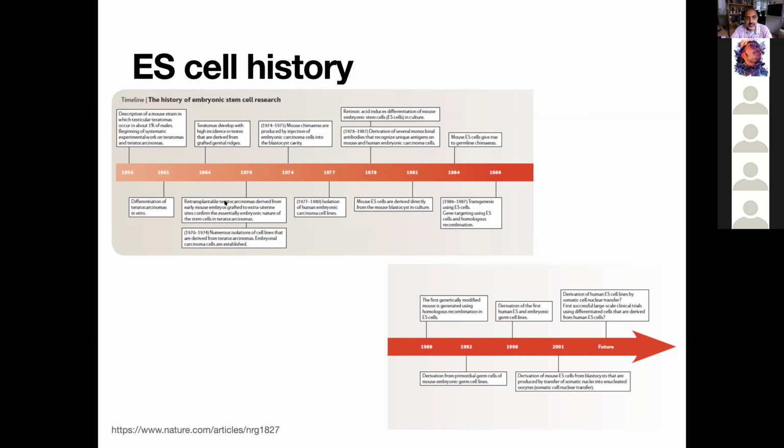So as these concepts developed, the idea of isolating the early mouse embryo blastocysts and asking whether these could be cultured indefinitely started to become more attractive. And so this gave us mouse ES cells, and I'll go into how mouse ES cells are derived in the next couple of slides.